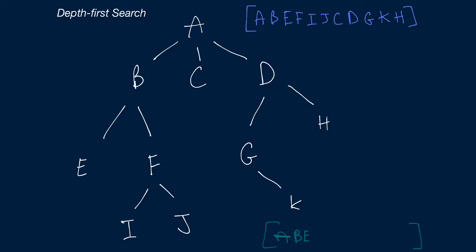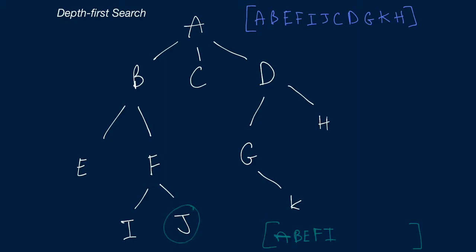So we are here now. We can add F to the final array, and then we can call depth first search on both of F's child nodes, I and J. Start with I, add I to the final array, then call depth first search on the child nodes of I, but we don't have any because we're at the end of a branch. We've explored this entire branch. So now call depth first search on J.